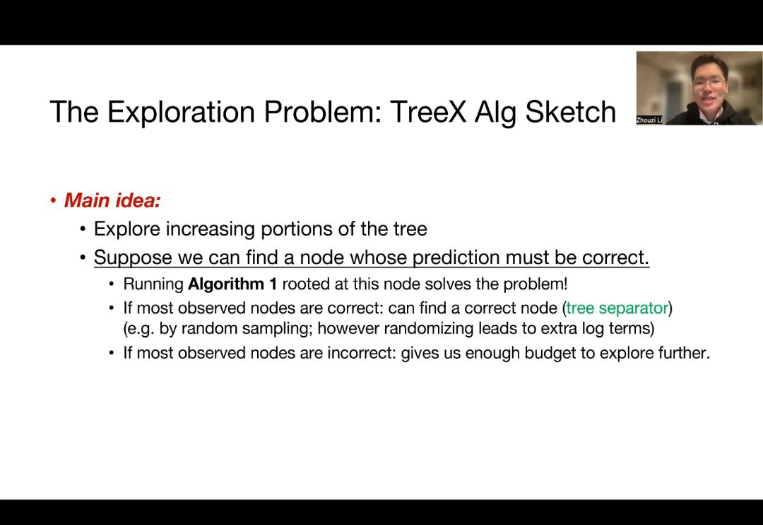The main idea is, each time we explore increasing portions of the tree, if we can find a node whose prediction must be correct, running Algorithm 1 rooted at this node solves the problem. So the problem becomes finding a correct predictor. Basically, if most observed nodes are correct, we define a tree separator and prove that its prediction can be found out. Otherwise, most observed nodes are incorrect, so the error is very large, and we have budget to explore further. Note that here we can sample to get the correct predictor. However, randomizing leads to extra log terms.